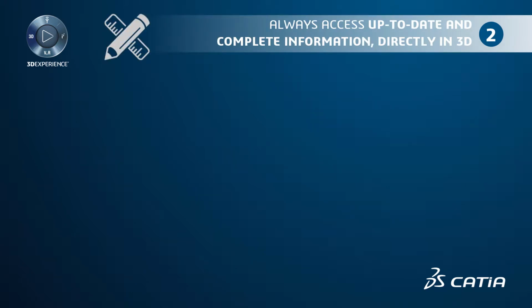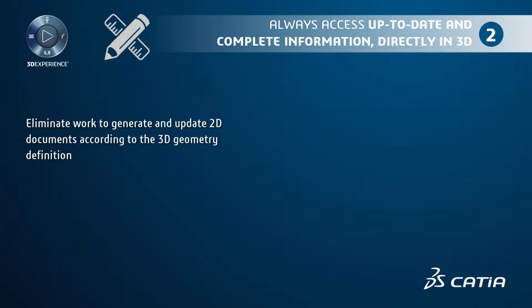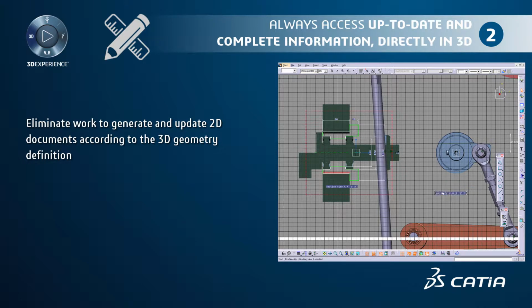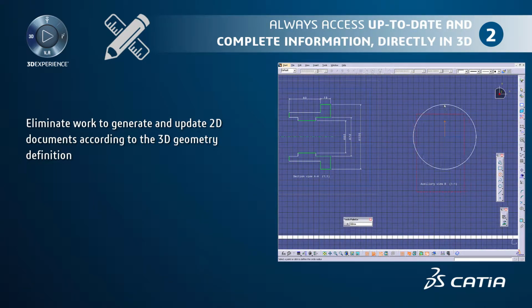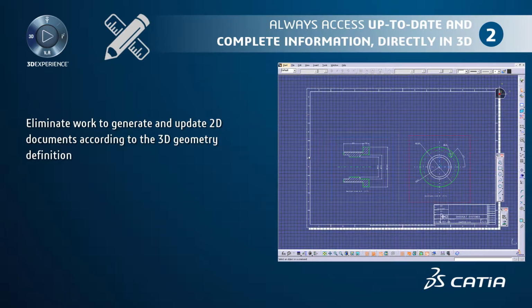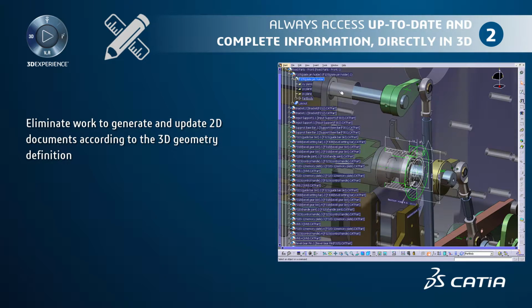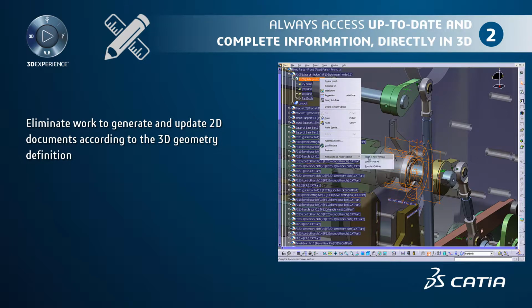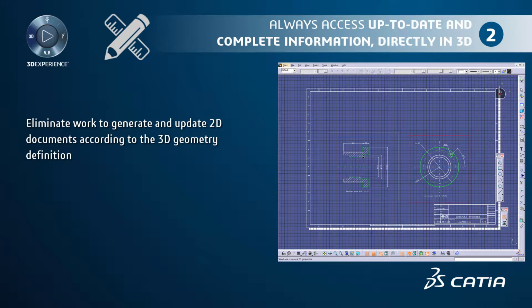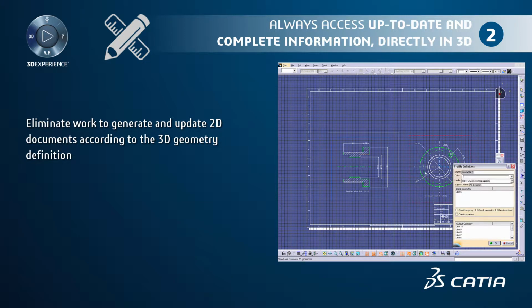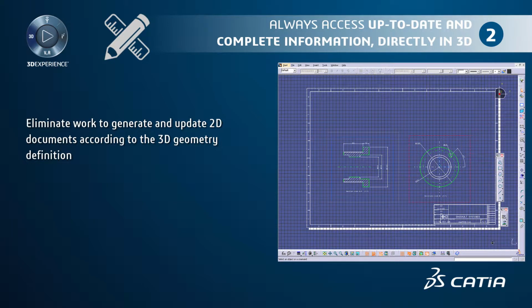Access the right and complete information directly in 3D and eliminate work to generate and update 2D documents according to the 3D geometry definition. You can define 100% of product definition in one single source with associativity between 2D layouts and the 3D master. With 2D Layout for 3D Design, you work in a 3D environment with embedded 2D drafting capabilities in a familiar drafting workbench with multi-view capabilities.